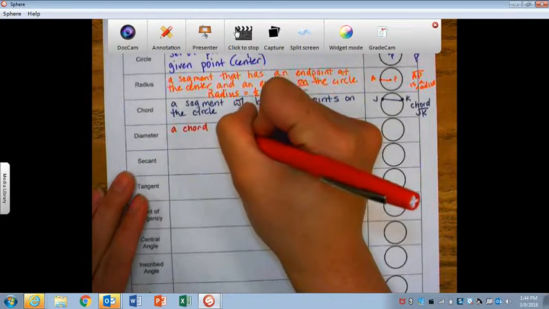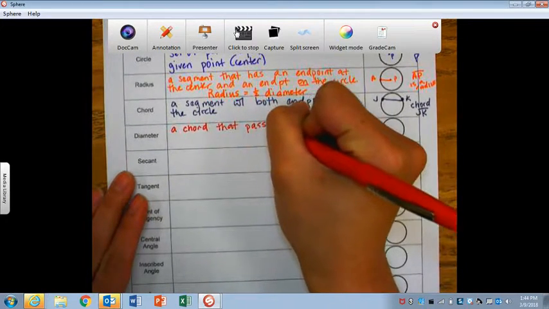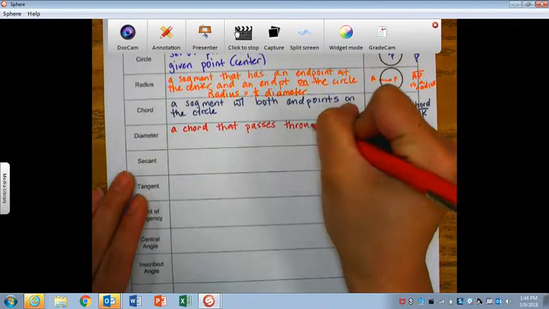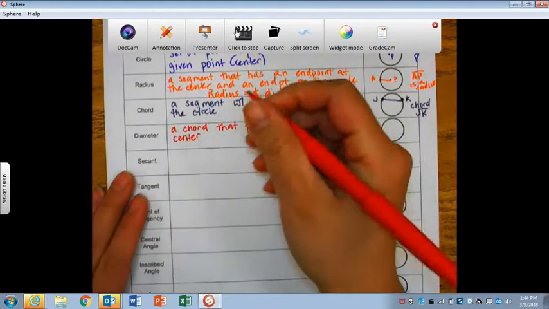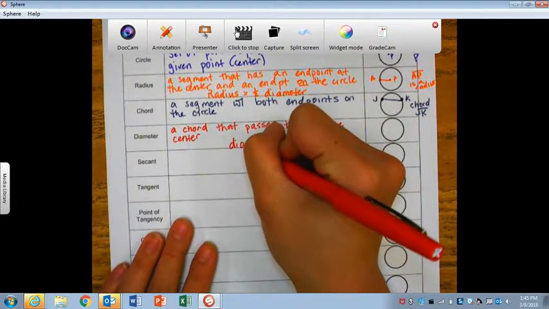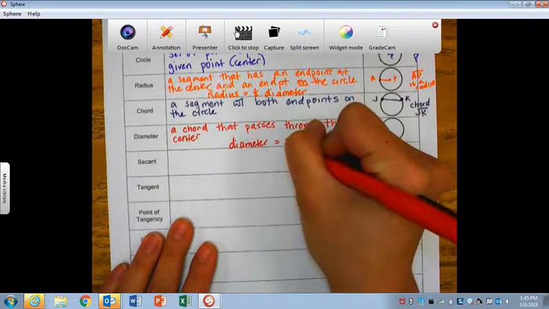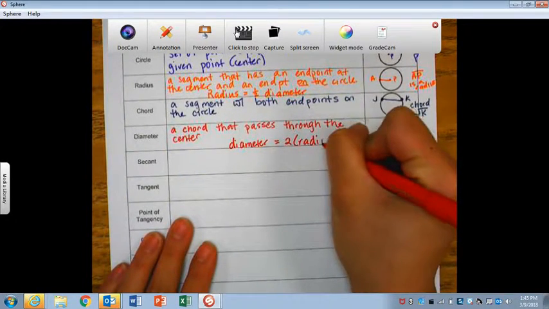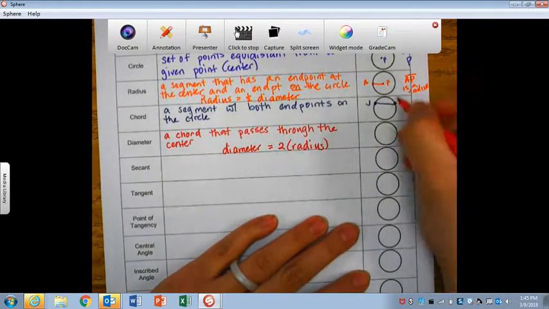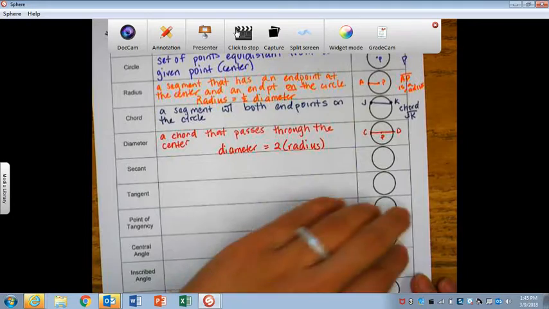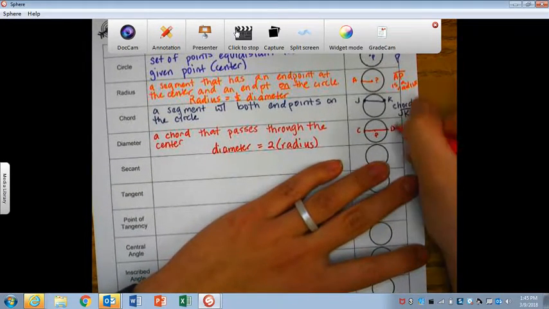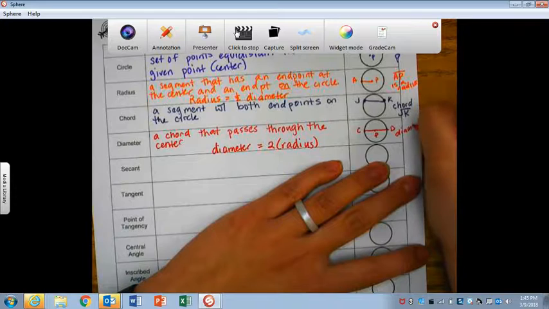Next thing, diameter is a special kind of chord that passes through the center. And again, keep in mind that the diameter is equal to 2 times the radius. So here you go. Again, with that first center, there's your diameter, it goes through the center, so that's diameter CD.